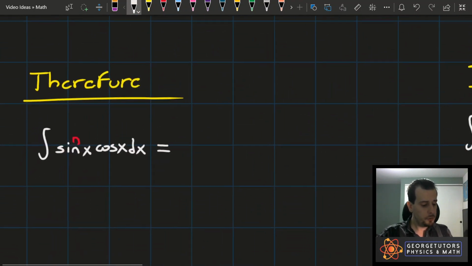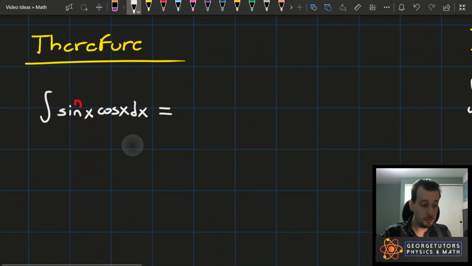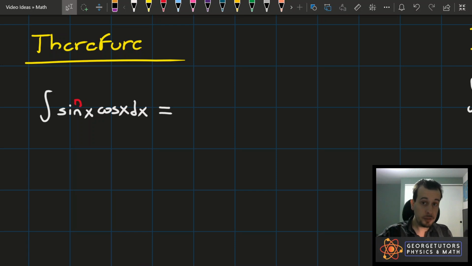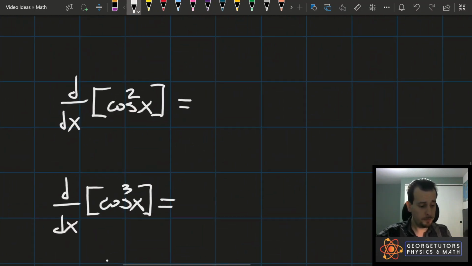So we can conclude again over here, if we see this kind of integral right now, if we've managed to reduce our product of sine and cosine to this form, it means that we can solve this by having sine raised one power up and dividing by that new power, and that's it. Obviously, there's a similar pattern for cosine, so let's investigate that one.